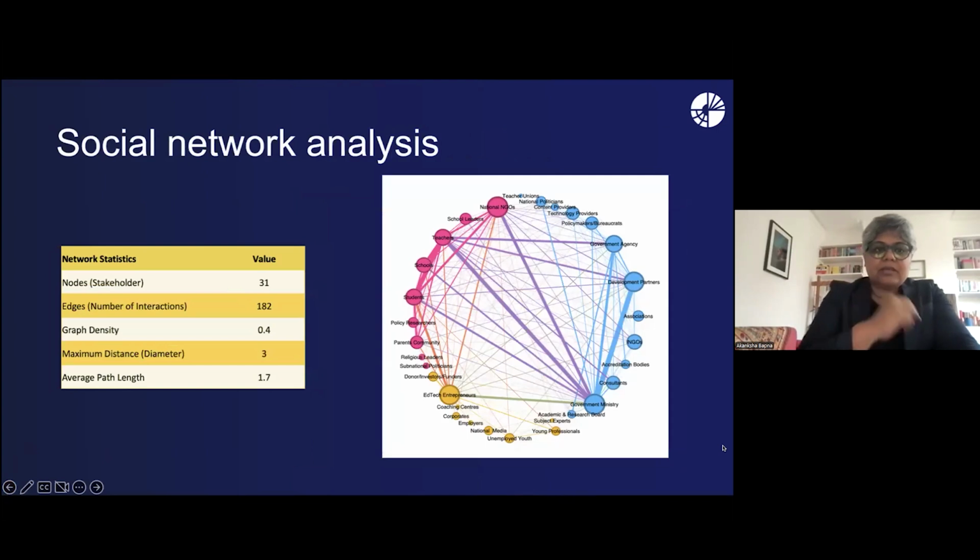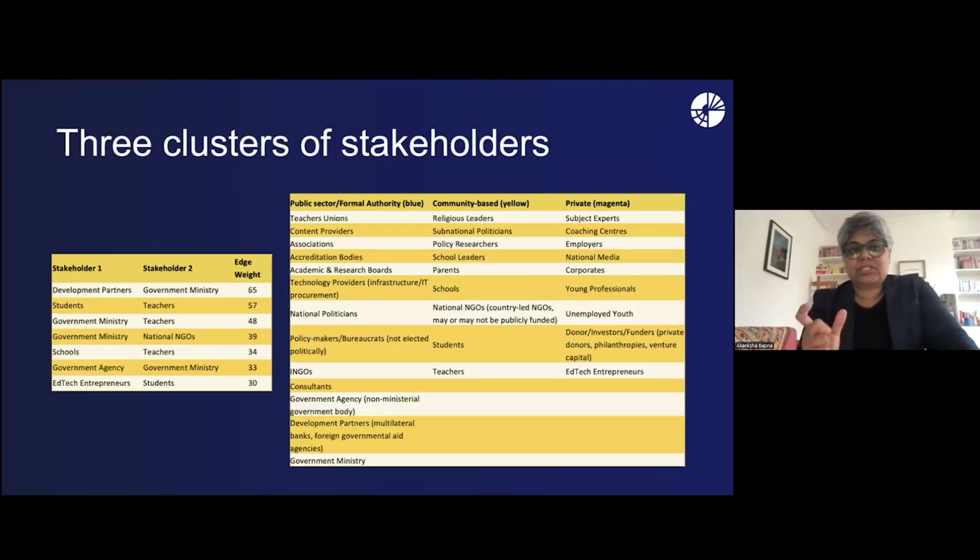that there are some lines here which are denser in their connections compared to others. And if you go to the next slide, you see some of the most connected stakeholders. So connections across stakeholders, not surprisingly, are between the development partners and government agency, students and teachers, ministries and teachers, and government and NGOs. So the network is laid out in not a very surprising manner.